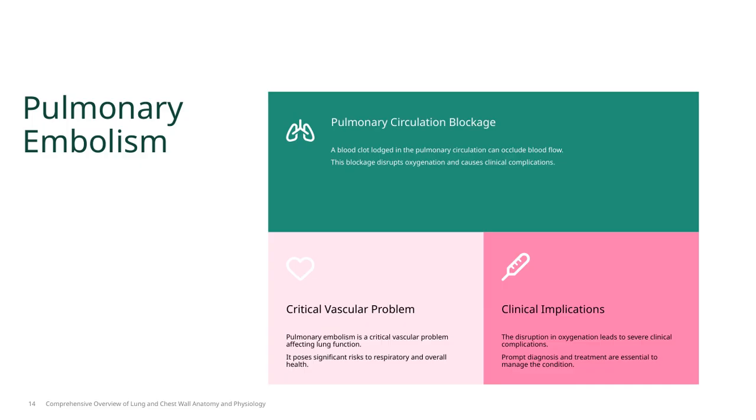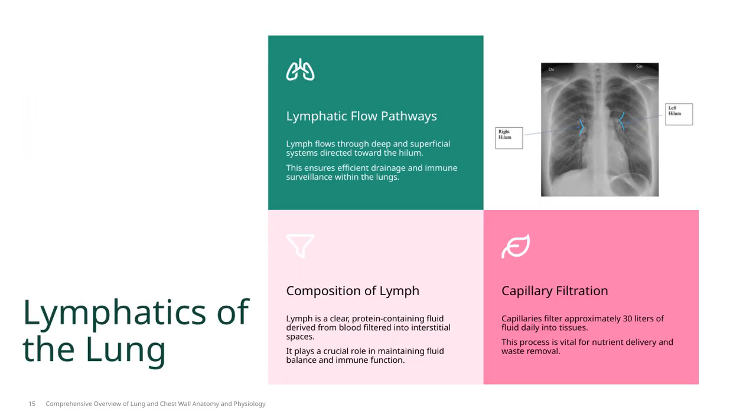Throughout this presentation, we've seen how vital proper lung and chest wall function are for overall health. Understanding how blockages like pulmonary embolisms occur and their impact helps us appreciate the importance of prompt management in maintaining respiratory health. Now, let's take a closer look at the lymphatic flow pathways within the lungs and chest wall.